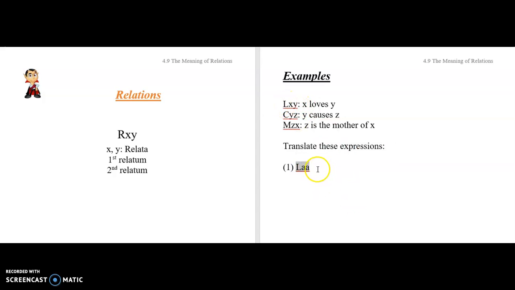Pause now. All right, so this just means that A loves A. Alternatively, you could say A loves herself or himself. That's what that sentence means. A loves A. Let's try another one. What about this sentence? What does this mean?